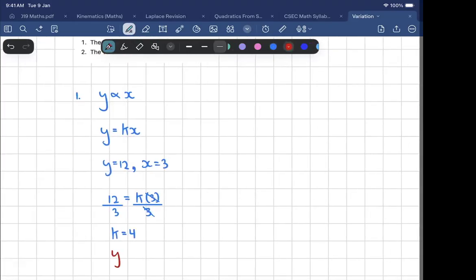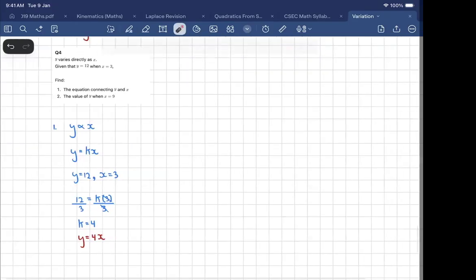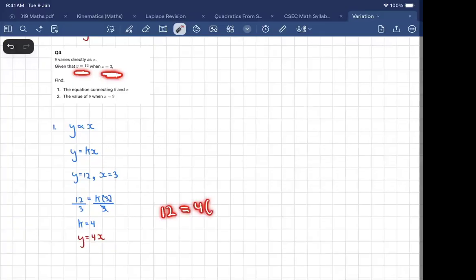y equals 4x. Let me know if you understand. Now you can see that with your own eyes, because watch, when x is 3, y is just 4 times 3. So it makes logical sense, because when y is 12, x is 3. So k would have to be 4, because 4 times 3 is 12. I hope we can see the intuition, the logic behind it. That's the most important thing.